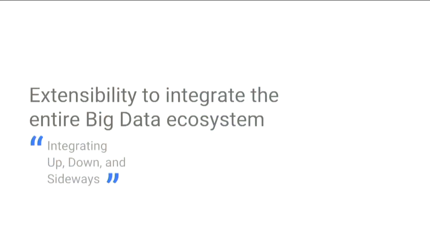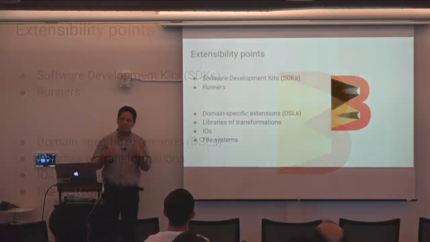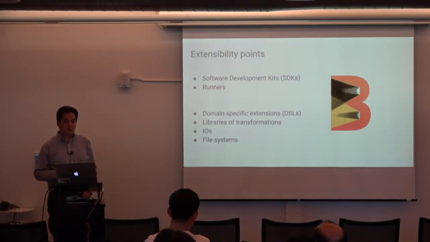All right, so this was a use case. I'm going to change gears and talk a little bit about how Apache Beam integrates the big data ecosystem and what kind of accessibility points it provides to do so. So we talk a little bit about SDKs and runners. And this is kind of write your pipeline in any SDK, execute it on any runner. But this is not it. We have another four extensibility points to really integrate the big data ecosystem. And I'm going to talk a little bit about them and how Beam can really connect different projects together.